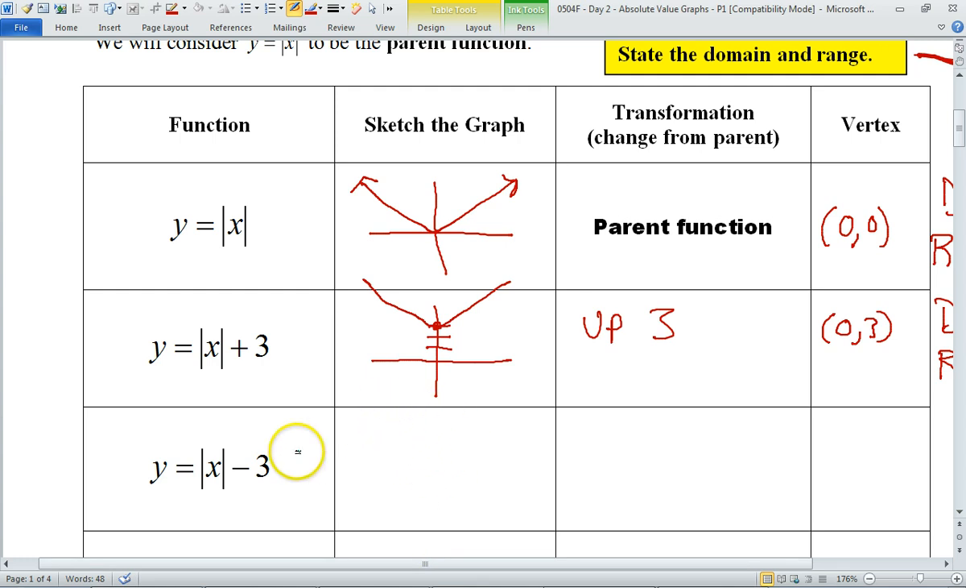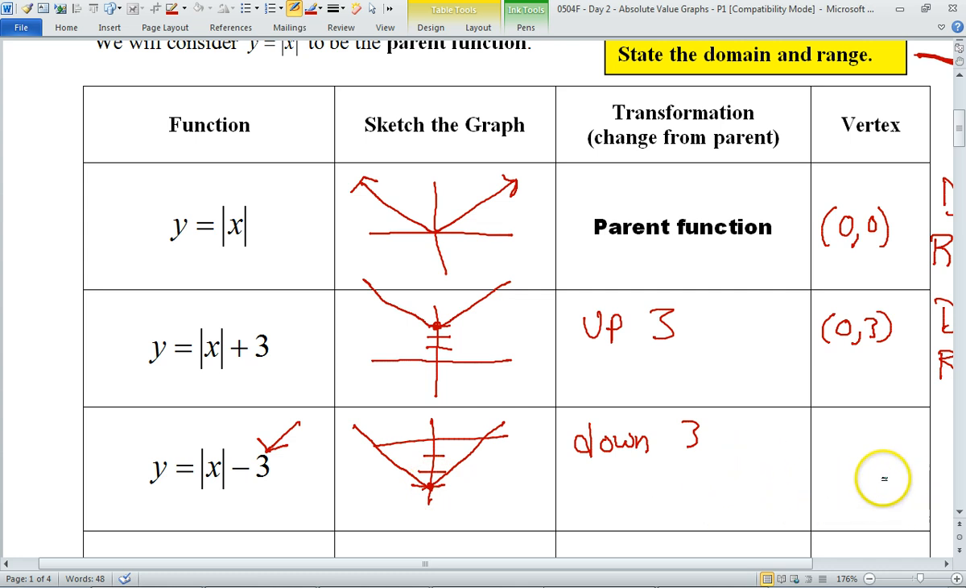Let's see. Miss Street, what's going to happen if I subtract 3 on the end like this? It's going to go down 3. So over here under transformations, I'm going to say down 3 compared with the parent function. So just make your sketch. 1, 2, 3. There it's down 3. And then just make your sketch. So it should look something like that. Just move down 3.